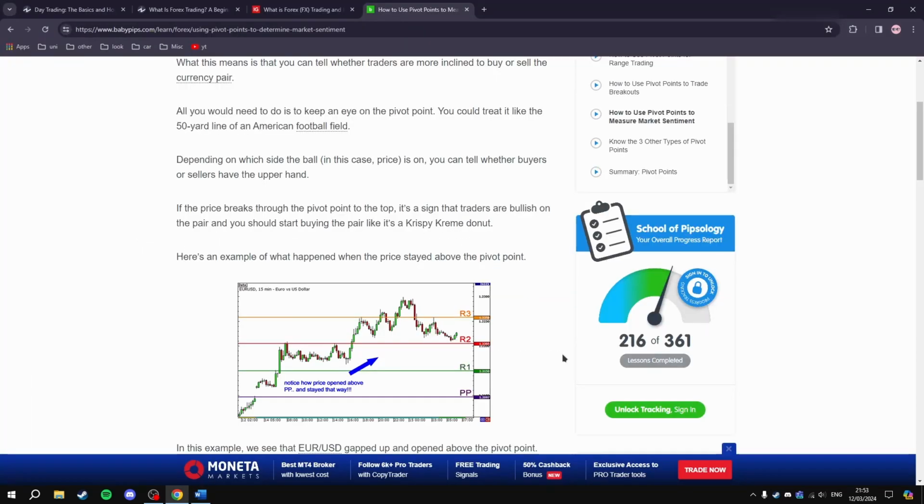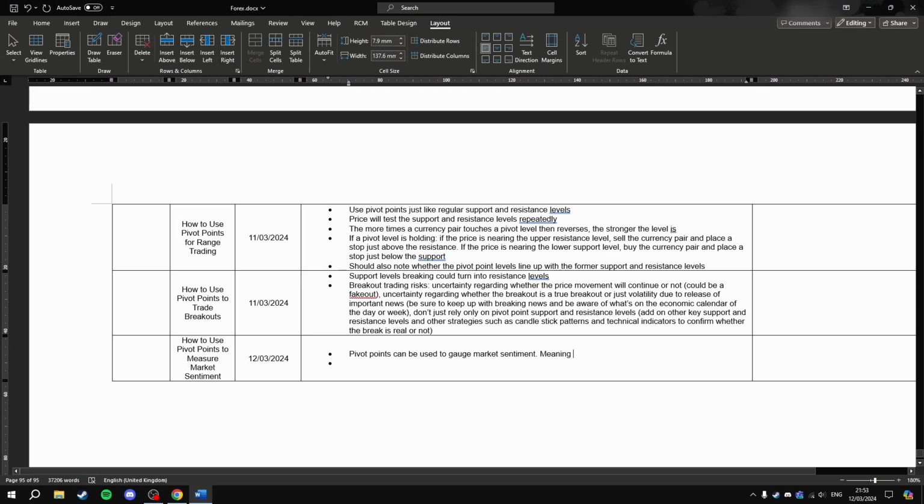Meaning you can infer whether the traders are more inclined to buy or sell the currency pair.